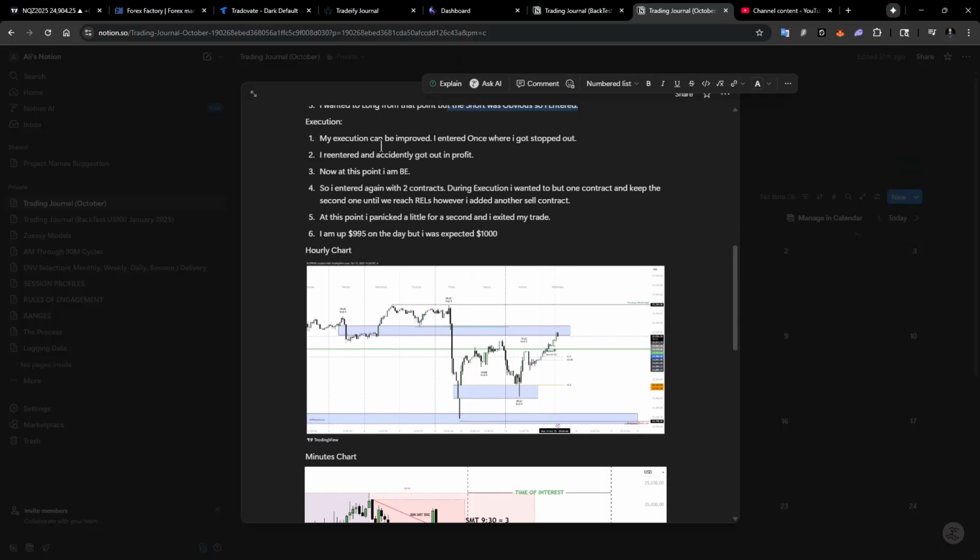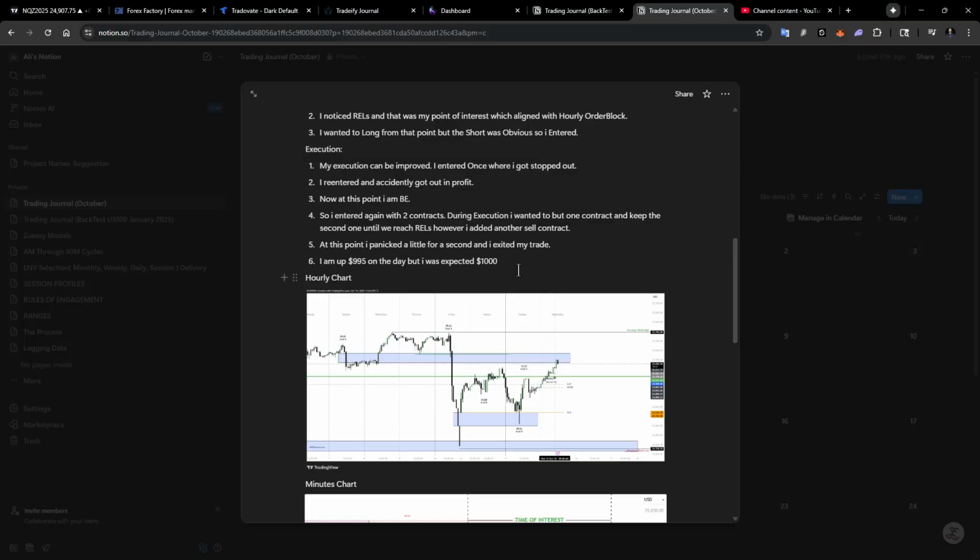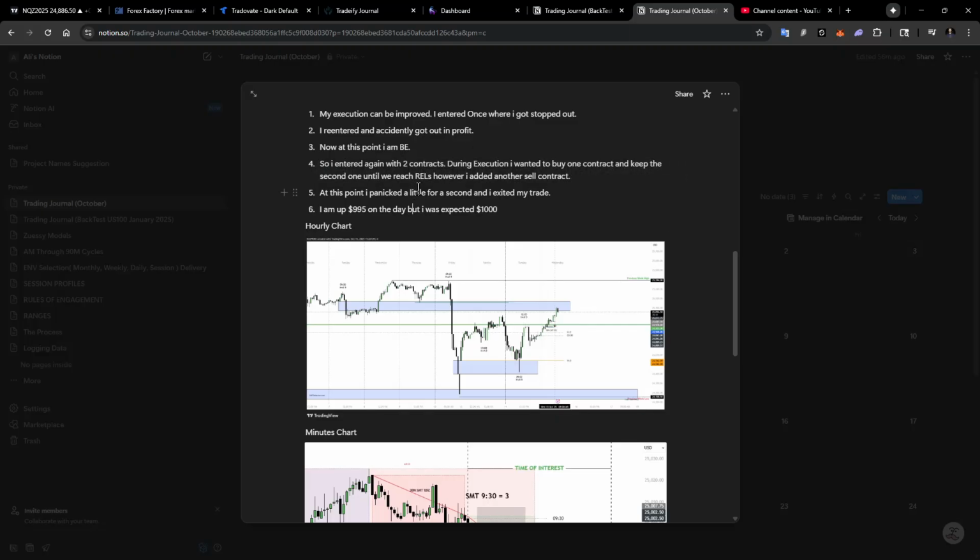My execution can be improved from today's experience. I entered once where I got stopped out. I re-entered and accidentally got out in profit. So that's my second trade. Now at this point, I'm at break even, and I entered again with two contracts. During execution, I wanted to buy one contract and keep the second one until we reach the relative equal lows. However, I added another sell contract accidentally. At this point, I panicked for a second, and I exited my trade.